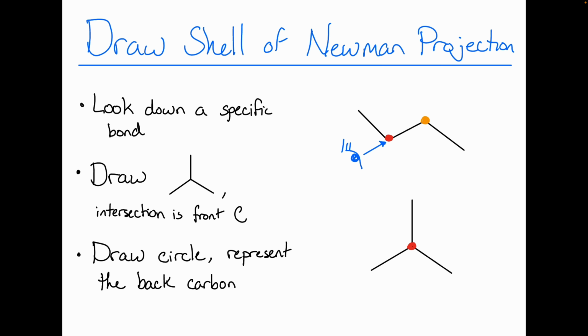All right, so with my Newman projection here, I'm going to now draw a circle around the middle. And that circle that I just drew represents that carbon that's hidden behind. All right, so my carbon that I colored in orange here, sort of behind where I'm looking, behind that red carbon, that's what's represented by that circle.